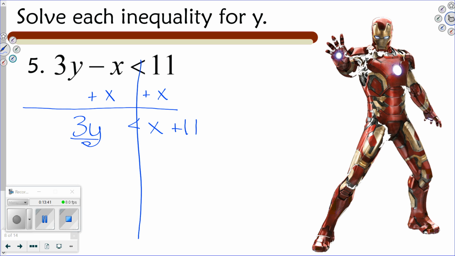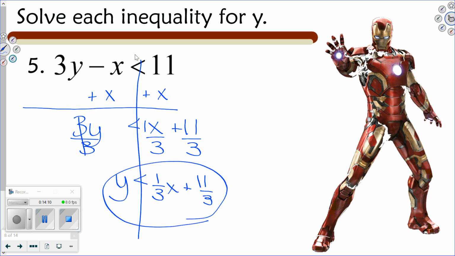Divide by 3. Do I need to flip the inequality? Nope, sure don't. If I divide by negative, then it would flip. Otherwise, it's y is less than, what does x over 3 become? Good, that's 1/3 x. Remember, there's a 1 in front of that? So that's 1/3 x. Plus, can I leave it 11 over 3? Yeah. If you want to switch that to a mixed number, that's fine. It's not wrong. But you don't have to. It doesn't simplify, so I can leave it just as 11/3. Correct. Otherwise you do them just like you do equations.